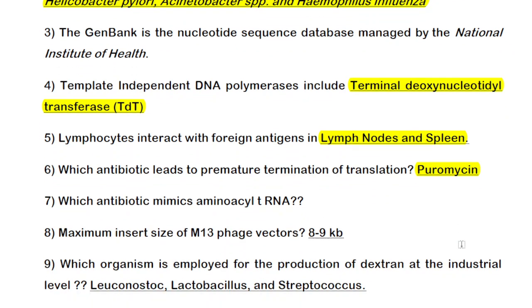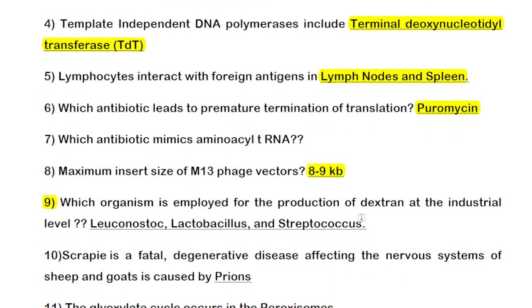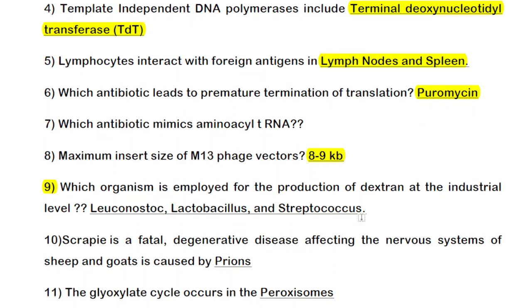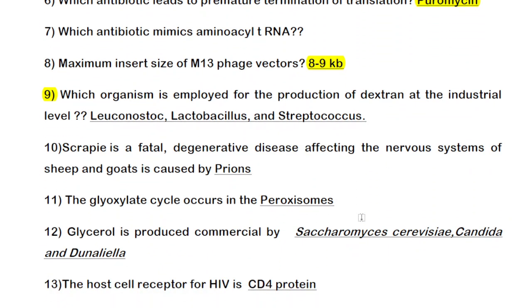Eighth question, maximum insert size for your M13 phage vector is, otherwise this question will be asked like DNA packaging capacity for this M13 vector, it is 8 to 9 kb. So you need to tell me the DNA packaging capacity of phagemid, BAC, YAC and PAC. Okay, because a question is going to be asked and you need to know about these things.